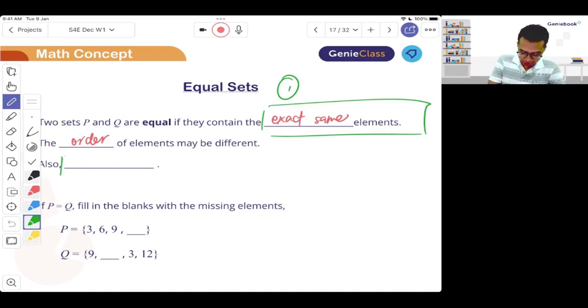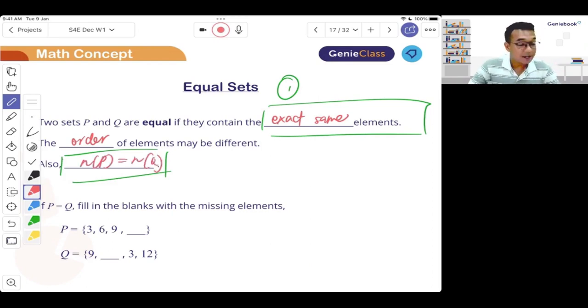But there is a second condition. What is the second condition? The second condition is that n(P) is equal to n(Q). In other words, this means that the number of elements in both sets must also be the same. Okay? So two conditions: they must have the exact same elements, and the number of elements in both sets must be the same. Now, why is the second condition important? Because you can have two sets with the exact same elements, but maybe the second set has additional elements. So that's why it's also important to specify that the number of elements must be the same.